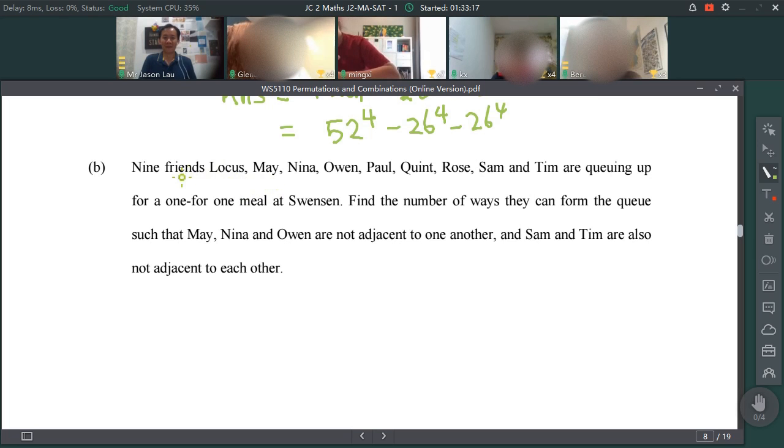There are 9 friends: May, Lina, Owen, Paul, Queen, Rose, Sam, Tim. They are in alphabetical order, queuing up for a 1-for-1 meal at Swensen's. Find the number of ways they can form the queue such that May, Lina, and Owen are not adjacent to one another, and Sam and Tim are also not adjacent to each other.